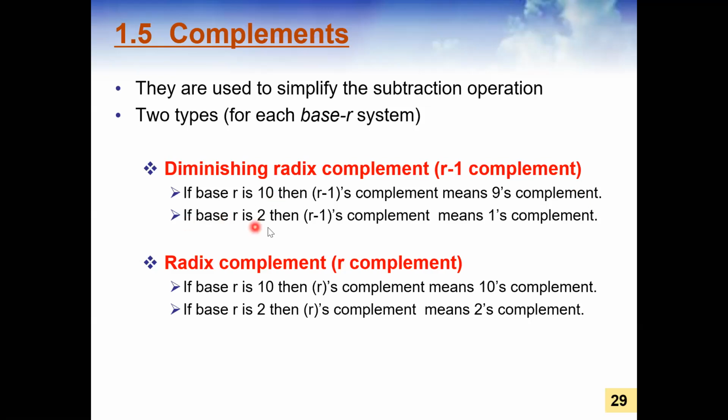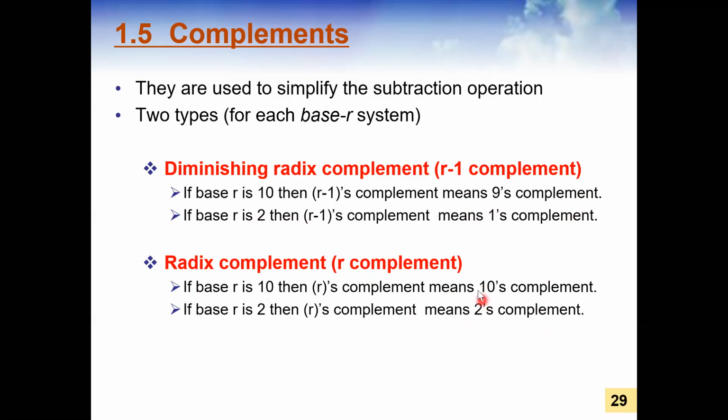If my base is 2, the complement will be 2 minus 1's complement, meaning 1's complement. Similarly, another type will be R's complement. Here is R minus 1's complement, and here is R complement. And what is R? Any base. Let's say if the base is 10, I have 10's complement. If the base is 2, it will be basically 2's complement.